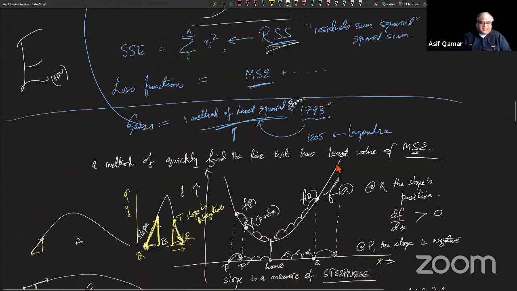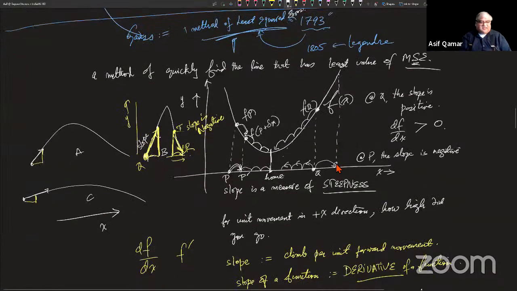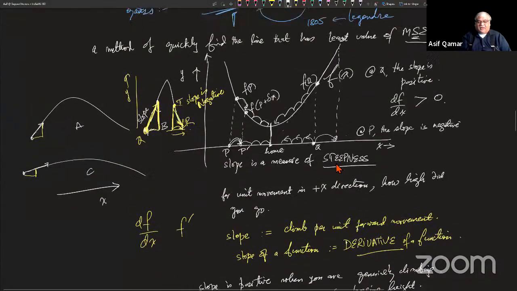So given the error, the question is, how do you get to the bottom? How do you minimize the error? You can't just be drawing random lines and checking which one best fits your data. So what you do is you actually go into the hypothesis space and you do something called gradient descent. So to understand gradient descent, I talked about function.